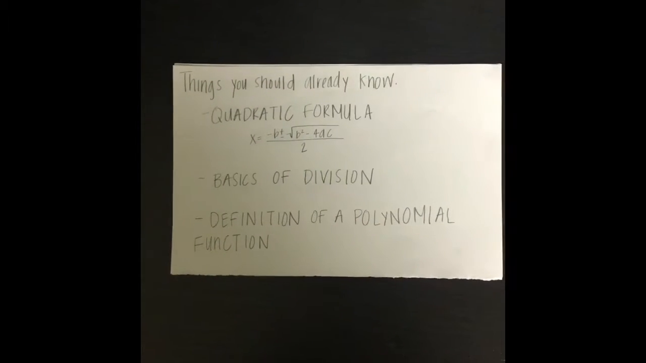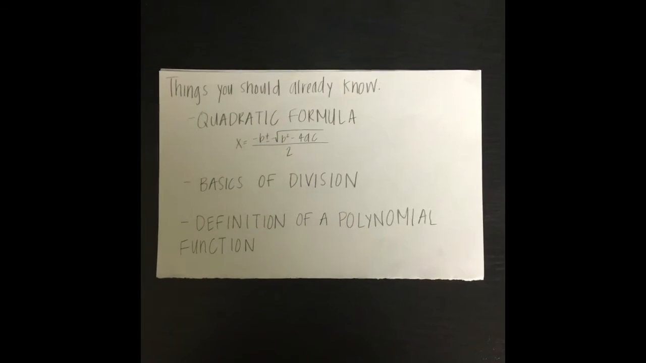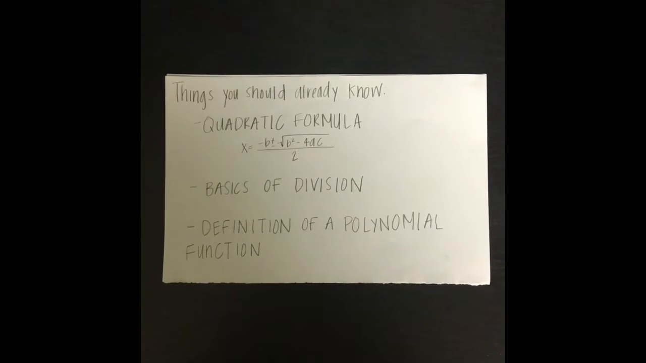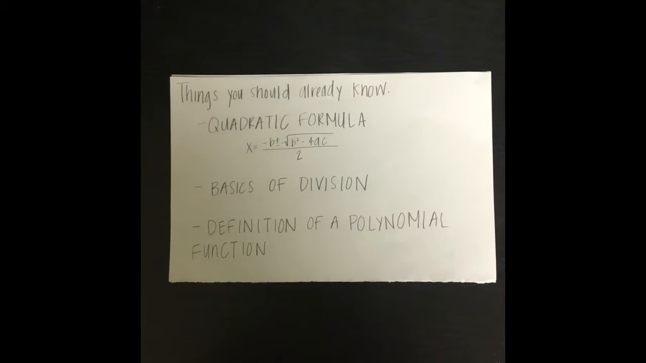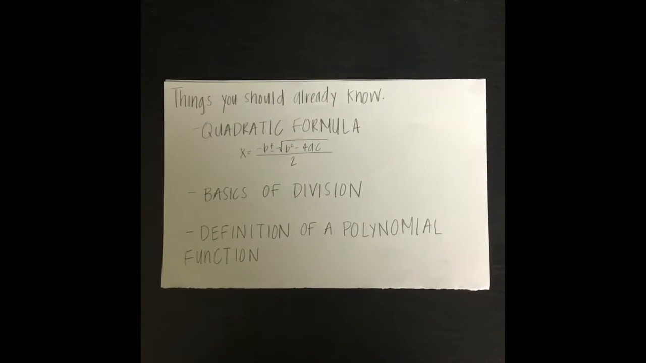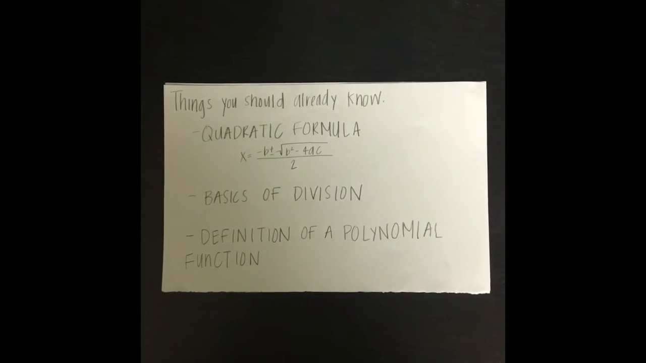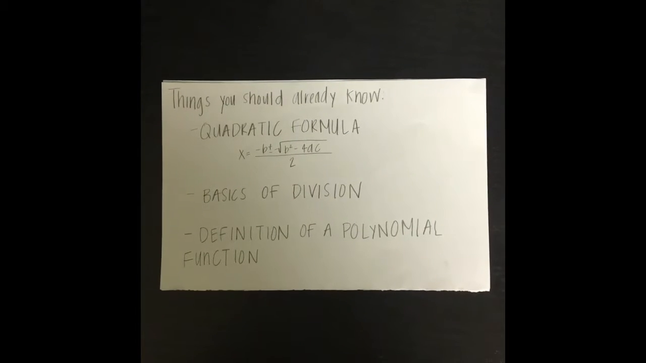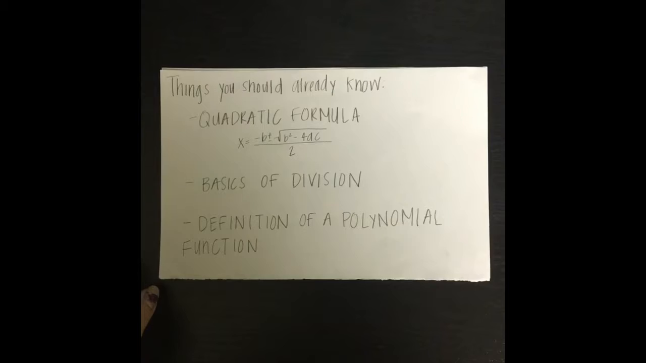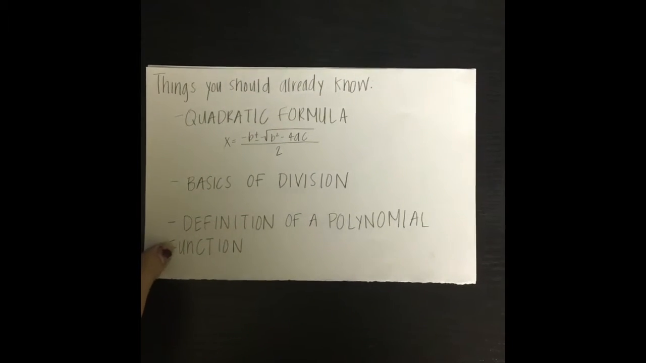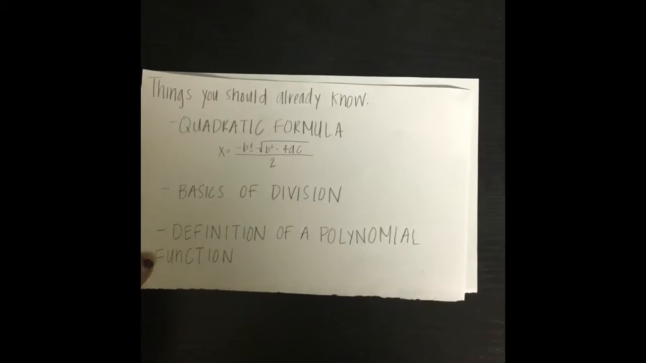Next, we're going to talk about things you should already know before attempting to find all zeros for a polynomial function. The first thing you should know is the quadratic formula. The quadratic formula is x equals negative b plus or minus the square root of b squared minus 4ac, divided by 2a. Next, you should know the basics of division. And lastly, you should know the definition of a polynomial function, which was discussed in the beginning of the video.